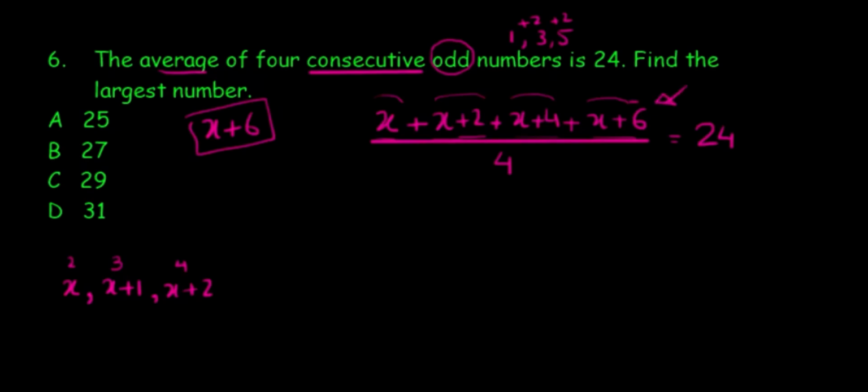From here, the last number is x plus 6. All I need to do is just work it out. I'll take 4 to the other side, so 24 multiplied by 4 because it's being divided on the left-hand side. I add up all the x's. I've got 4 x's. What I would say is 4x plus 2, 4, and 6. 2 and 4 is 6, 6 and 6 is 12. That's 12. That's the answer I'm getting.